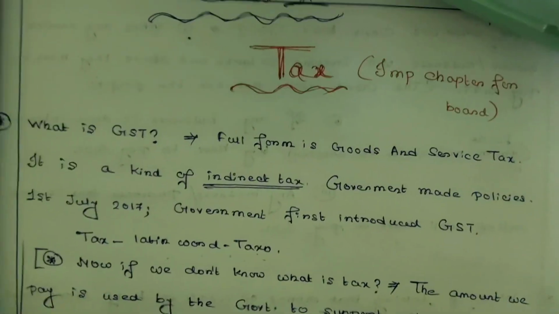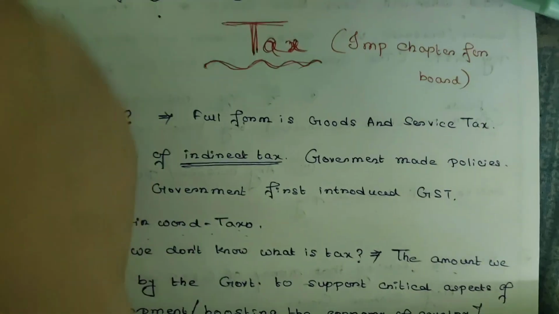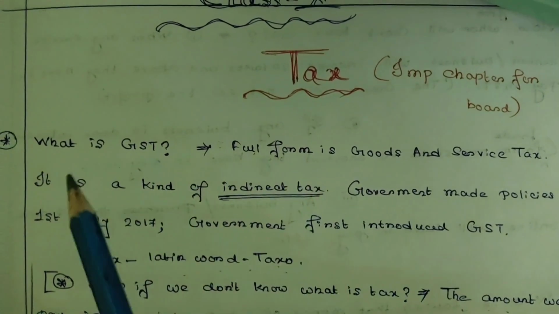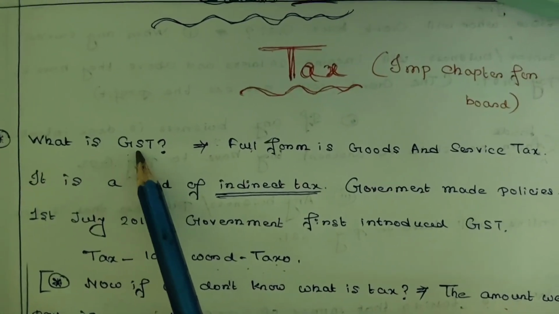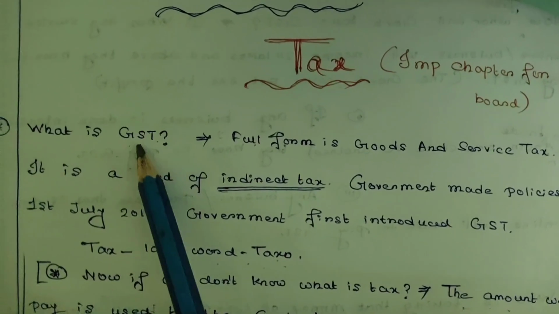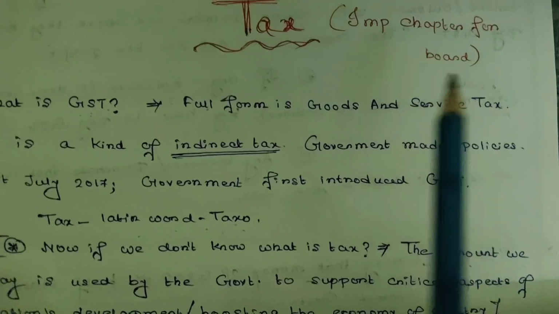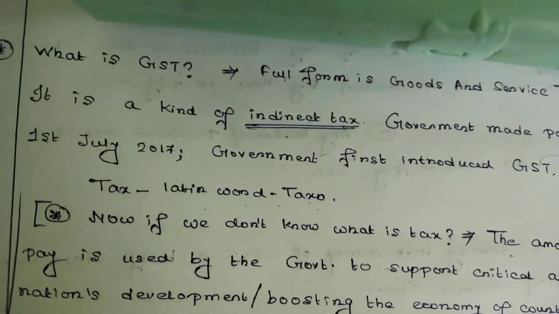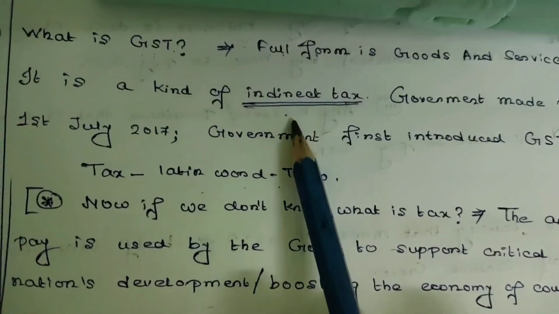What is GST? What is the full form of GST? The full form of GST is Goods and Services Tax. It is a kind of indirect tax. Now, what is indirect tax? I will get to it later.